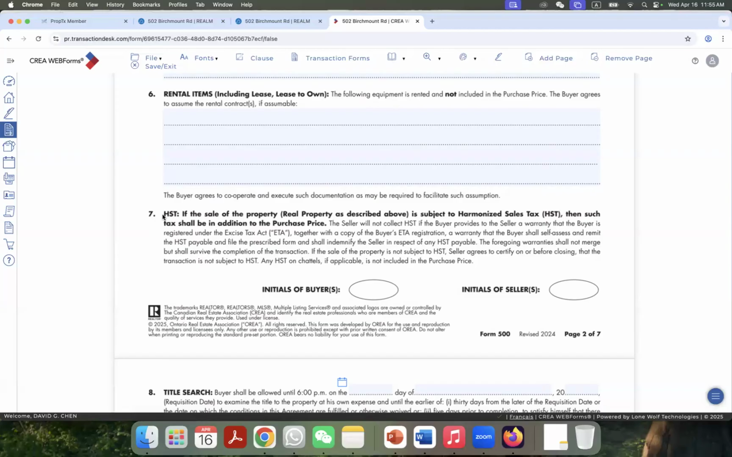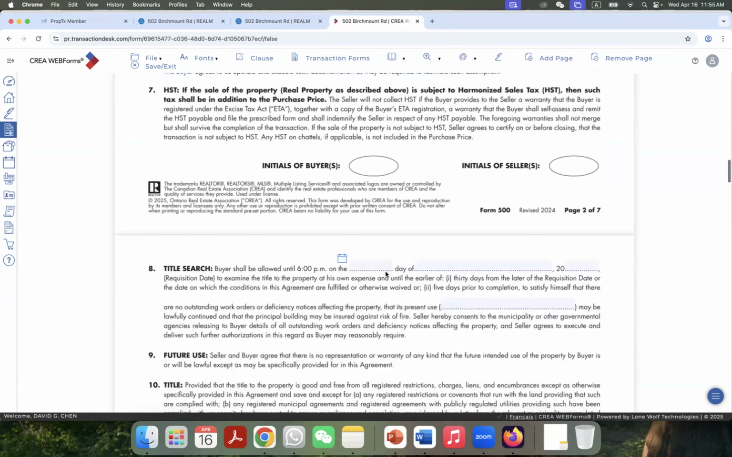So the buyer's lawyer will make sure of that. Some lawyers, of course, we're talking about a commercial real estate lawyer, know how to deal with that. So in that case, before your closing, make sure the buyer registers for a CRA HST account. If you don't have an HST account, you have to pay the seller the HST on closing. That's very, very important. Please make sure of this. That's why I stress this number 7.